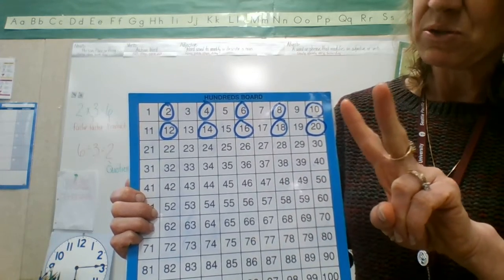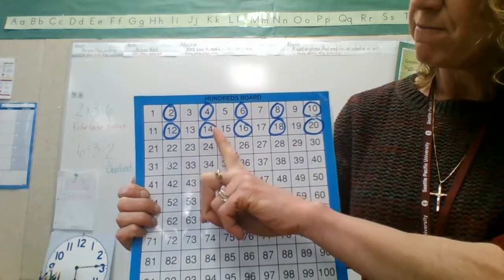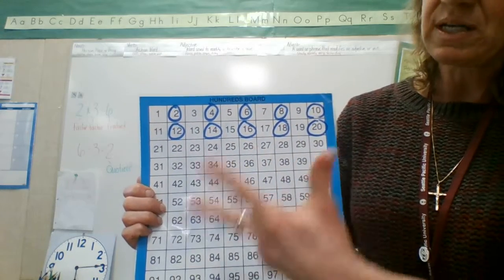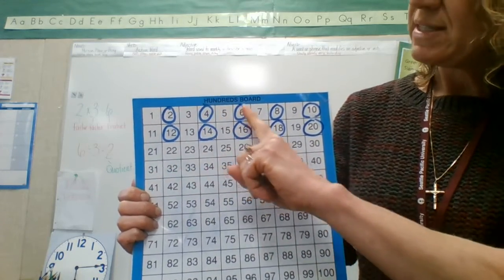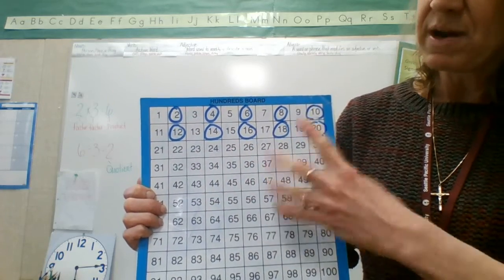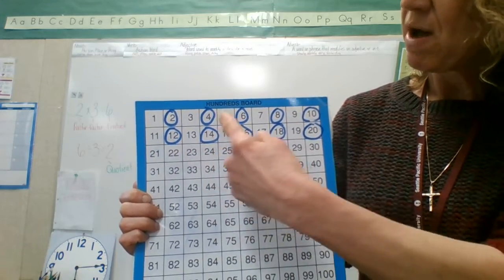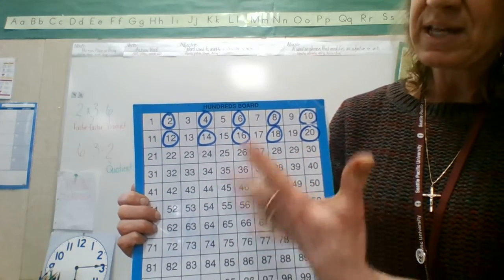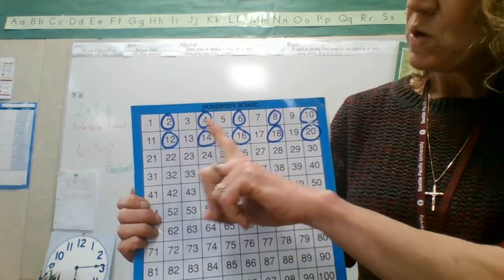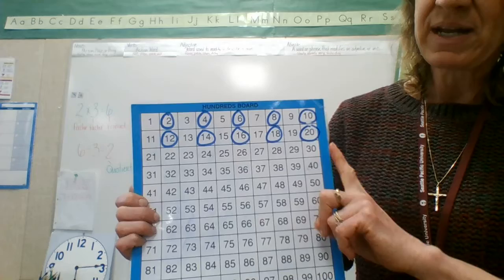That's the first time. Here's number 2. 2, 4, 6, 8, 10, 12, 14, 16, 18, 20. Number 3. 2, 4, 6, 8, 10, 12, 14, 16, 18, 20. Number 4. Last time. 2, 4, 6, 8, 10, 12, 14, 16, 18, 20.